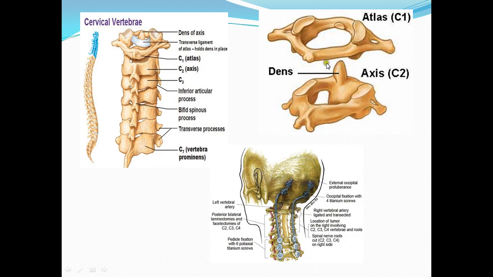Then again, in the craniovertebral junction, when there is injury, this is the C2 vertebral body, and then what happens is that we go for occipital-cervical fusion.